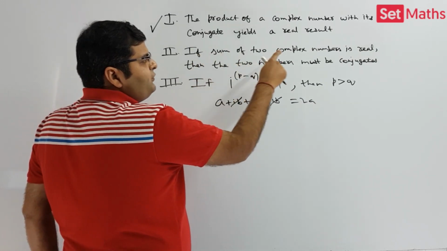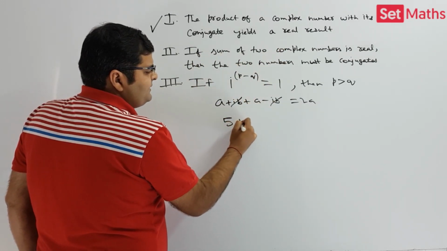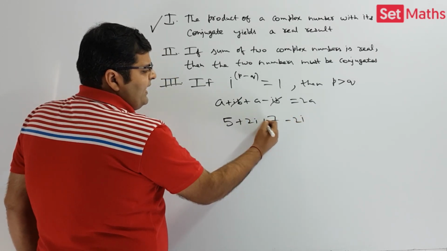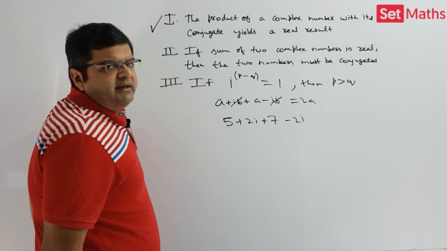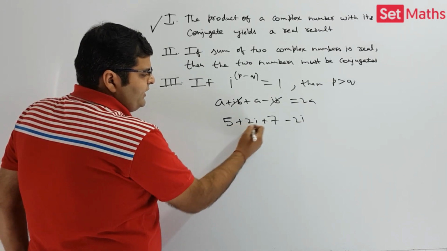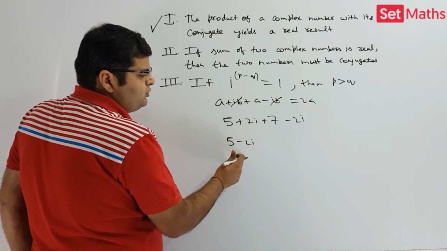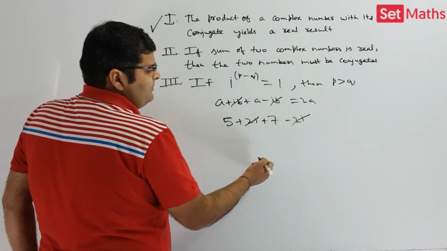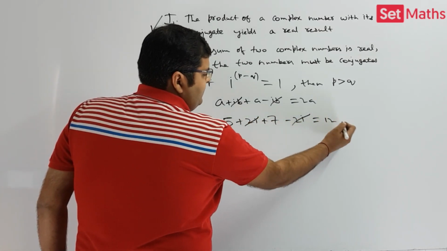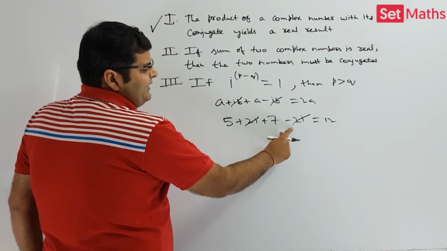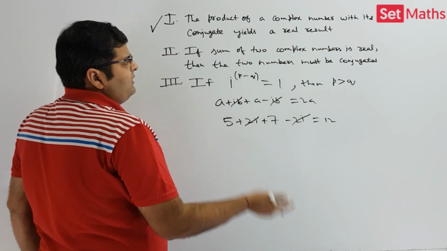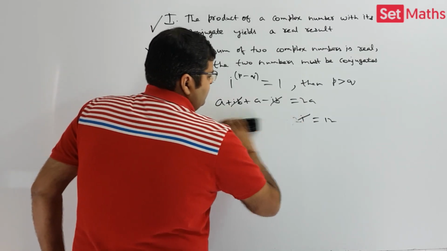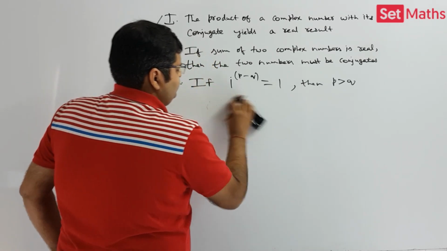Because it's saying if the sum of two complex numbers is real, let the two complex numbers be 5 plus 2i and 7 minus 2i. If I add them, 5 plus 2i and 7 minus 2i are not conjugates. The conjugate of 5 plus 2i is 5 minus 2i. Over here 2i gets cancelled and 5 plus 7 is 12. So these are not conjugates, still it is giving me a real number. So statement 2 is not true in all cases, or statement 2 is not correct.